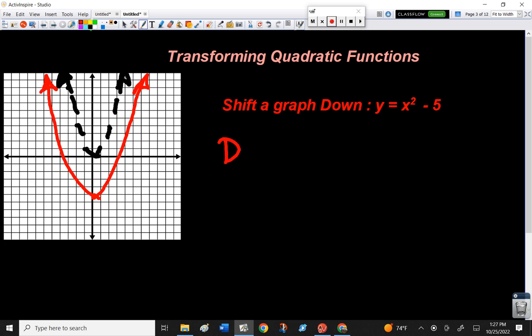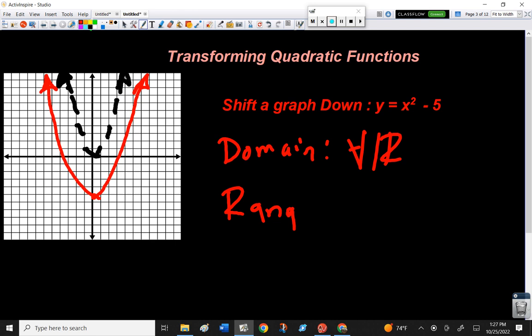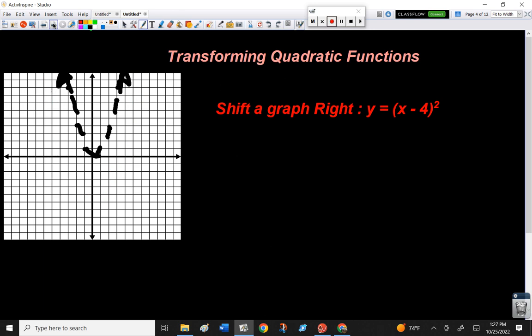And the domain, again, is still going to be all real numbers. And the range is going to be y is greater than or equal to -5. -5 is the lowest point on this graph, so we're going to get everything -5 and bigger. All right. Ladies and gentlemen, let's look at the next example.